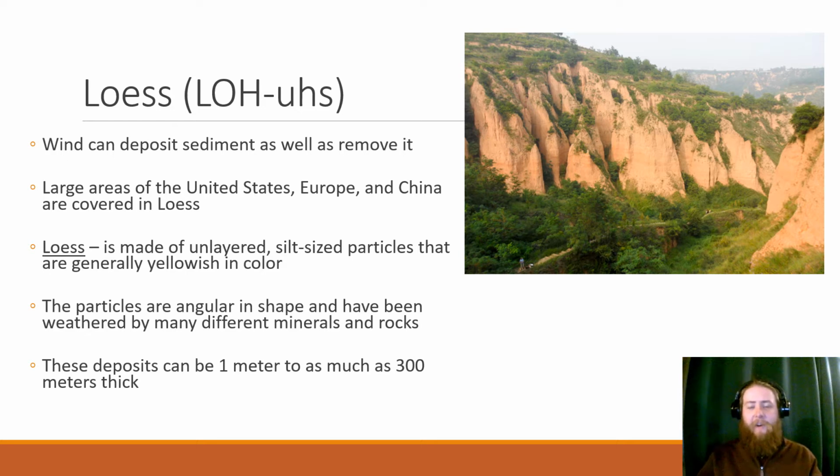These deposits here are all loess. The particles are angular in shape, and they have been weathered from many different rocks and minerals. They can be as thick as 1 meter, or they can be up to 300 meters thick. So it depends on how much is being deposited and how long it has been deposited for.